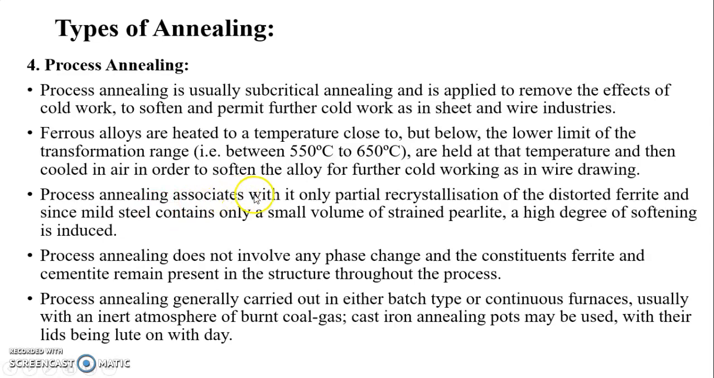Process annealing associates with it only partial recrystallization of the distorted ferrite, and since mild steel contains only a small volume of strained pearlite, a high degree of softening is induced. Process annealing does not involve any phase change, and the constituents ferrite and cementite remain present in the structure throughout the process. It is generally carried out in either batch type or continuous furnaces, usually with an inert atmosphere of burnt coal gas. Cast iron annealing pots may be used with their lids being luted on.